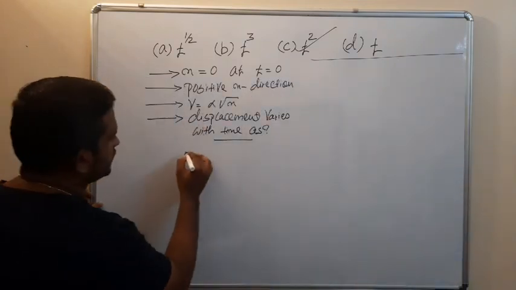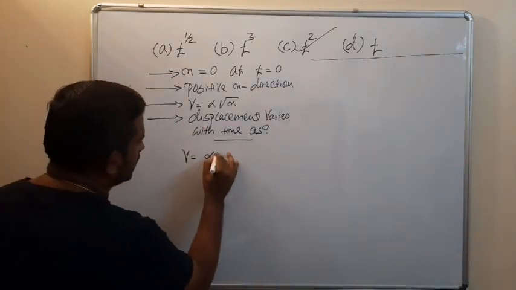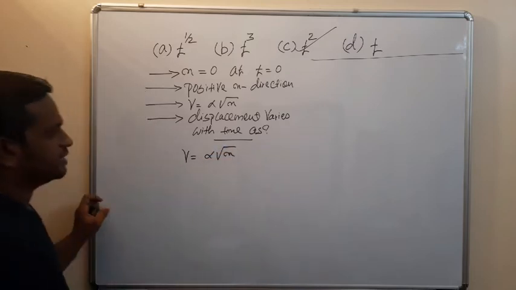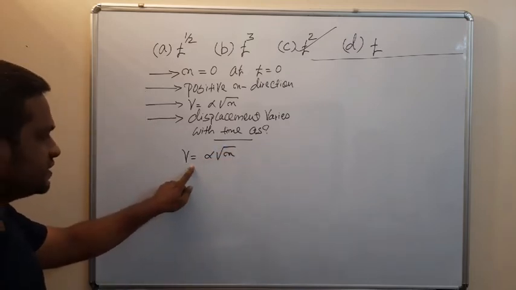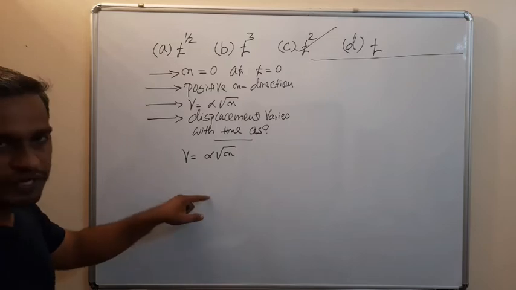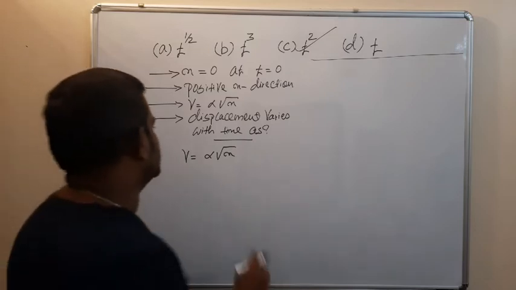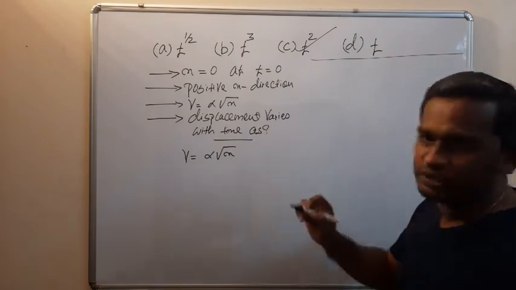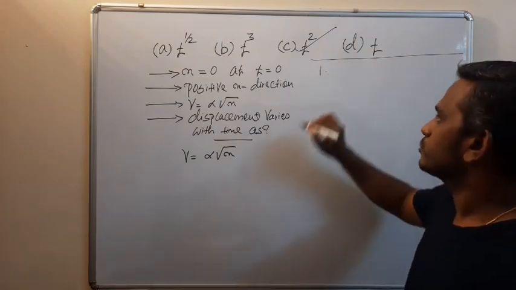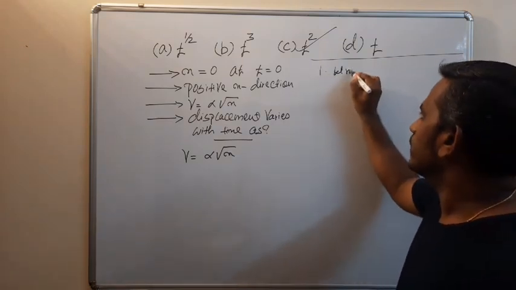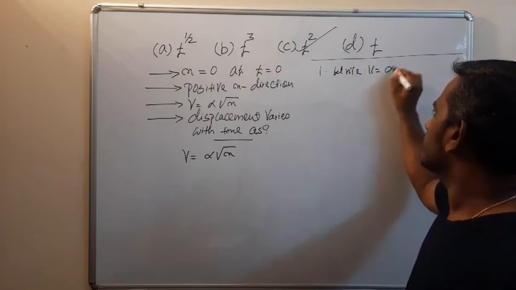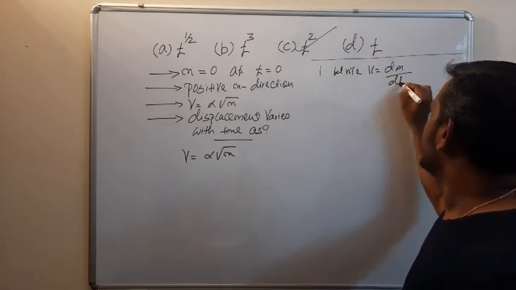So the instantaneous velocity v is equal to alpha root x. For such a type of question, since the instantaneous velocity is given, we have to find the displacement. So we have to follow three steps. What are the three steps? First, write v is equal to dx by dt.